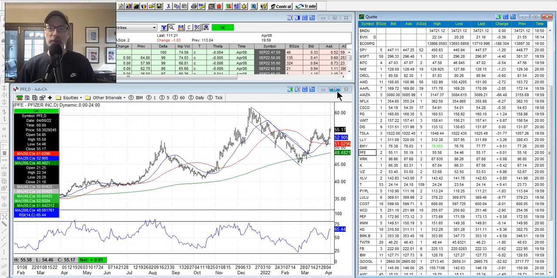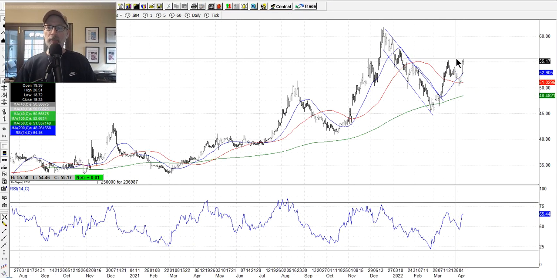Now Pfizer, this could be interesting. This could be ready to blow higher. Got a little bit of resistance right around here. Let's draw this line. Let me start this over. Right around here, you can see this has been resistance.